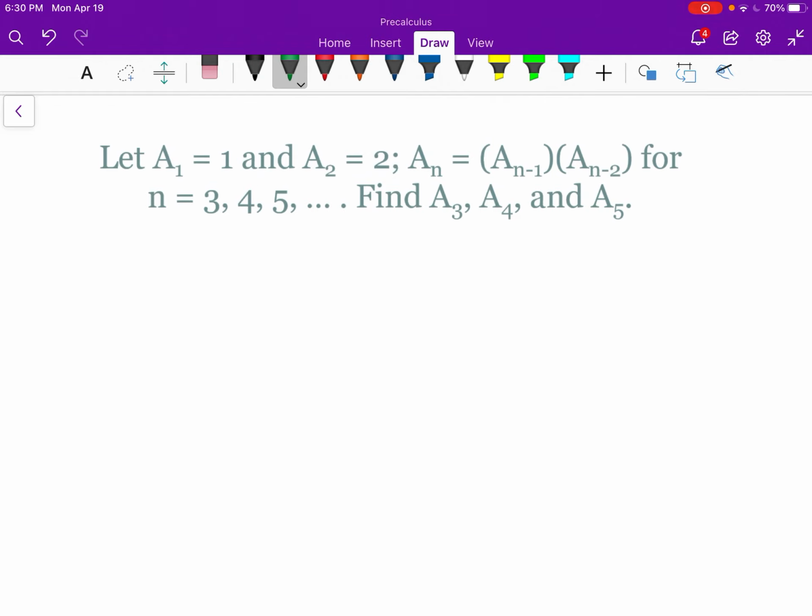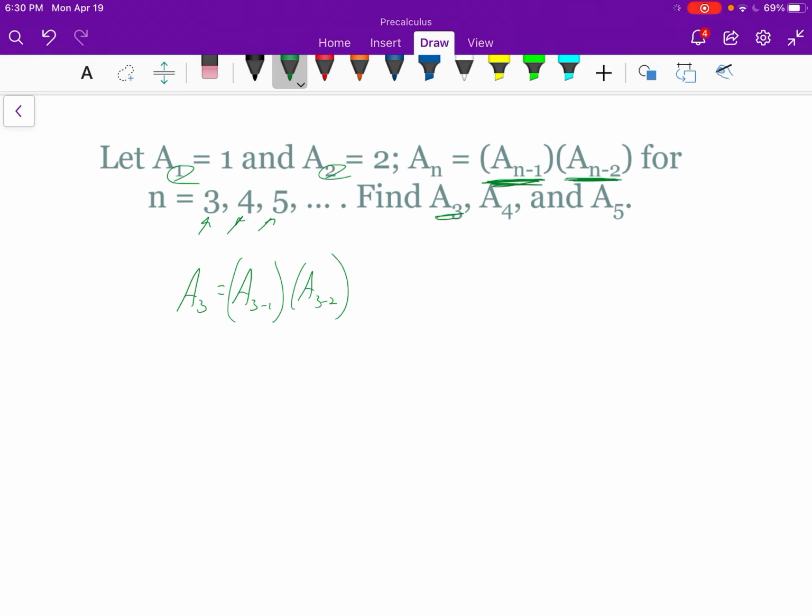All right, let our first term be 1 and our second term be 2, and our nth term always equals the term right before it times the term two things before it. For n equals, so we're starting at 3, 4, 5, because we've already defined our first two terms. Well, we already have first and second. We want to find the third. Well, the third term is equal to a sub 3 minus 1 times a sub 3 minus 2.